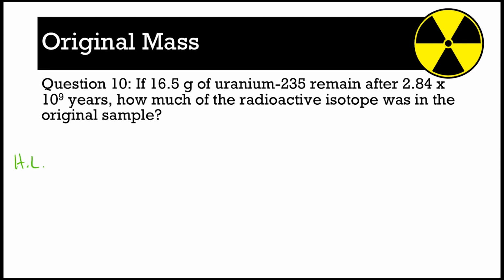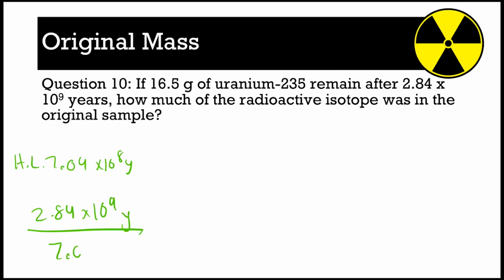Half-life of this is 7.4 times 10 to the 8 years. We have to figure out how many half-lives occur, so you take the total amount of time that has gone by, 2.84 times 10 to the 9 years, divided by the length of a half-life, which is 7.4 times 10 to the 8 years. We get 4 half-lives occur. So again, that's not your final answer.